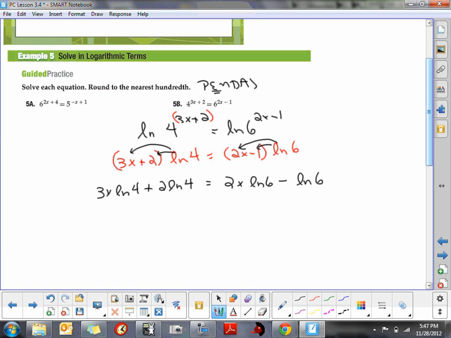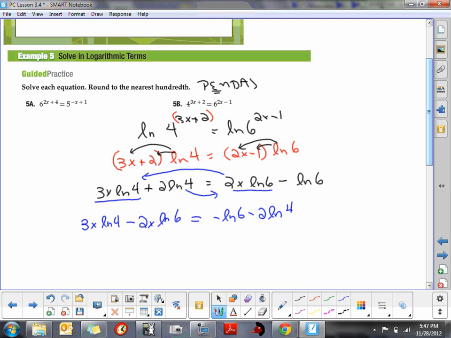Now the only terms that have x's in them are these two terms, so I want them on the same side. I'm going to move them to the left side, so 3x times the natural log of 4, then minus 2x times the natural log of 6. To cut down the number of steps, I'm also going to move the 2 natural log of 4 at the same time, so it's a negative natural log of 6 minus 2 natural log of 4.